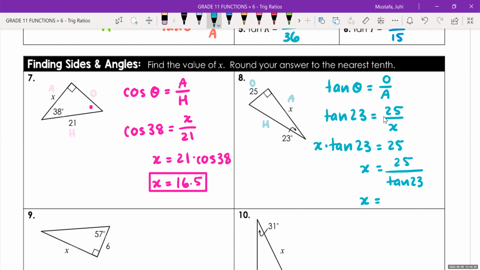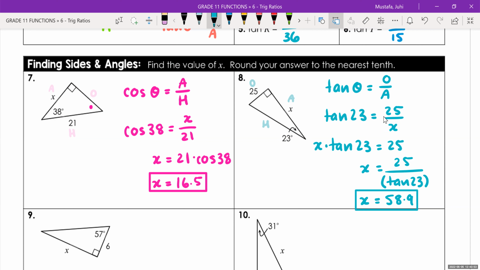We're going to go 25 divided by, and some of your calculators may require you to put brackets around the denominator. So 25 divided by bracket, tan 23 close bracket, and I get 58.9. So check to see if you get it. And to be honest, a lot of trig is knowing how to use your calculator properly, because you may get all the steps right and then mess up in the part where you're using your calculator and then get the answer wrong.